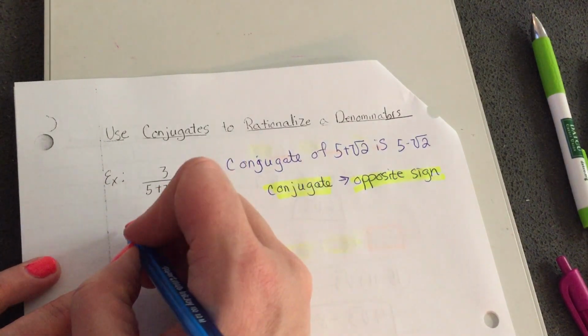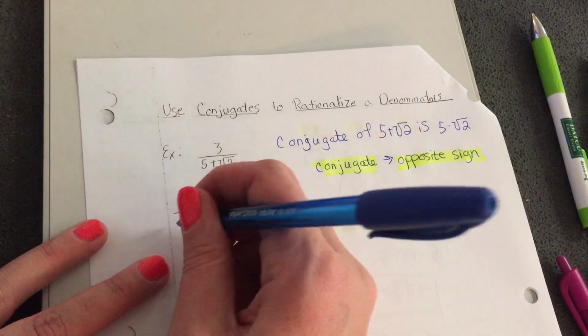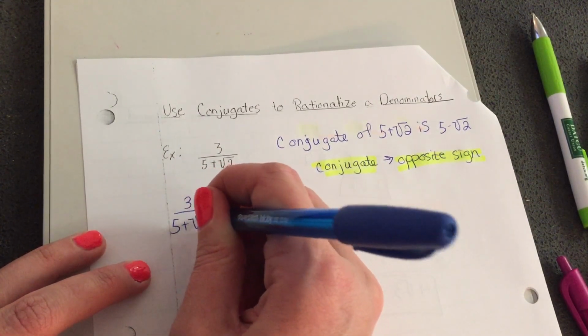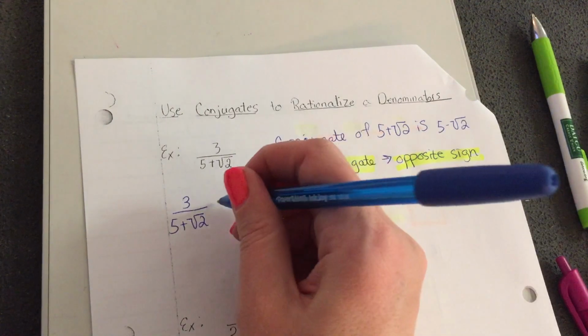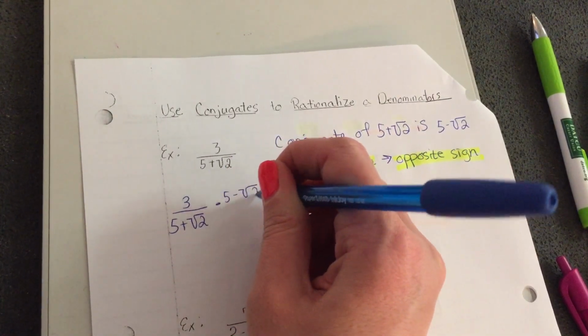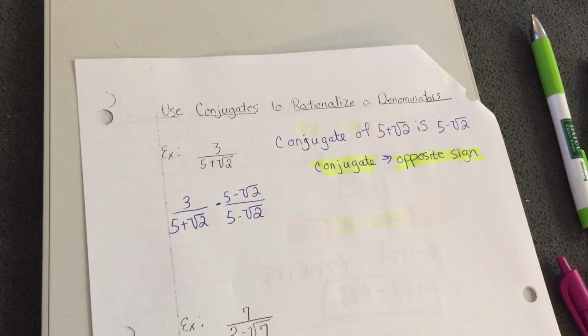Now, how do we work the problem? We have 3 over 5 plus square root 2. Now, if we had a square root in the denominator, what did we have to do yesterday? Multiply the numerator and the denominator by the same thing, right? We're doing that again, but we're multiplying it by the conjugate. So we're going to multiply by 5 minus square root 2 over 5 minus square root 2. Okay? We're still good. I promise.